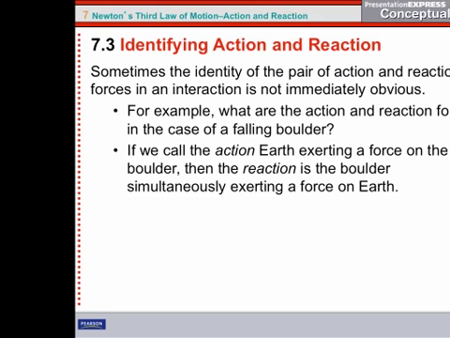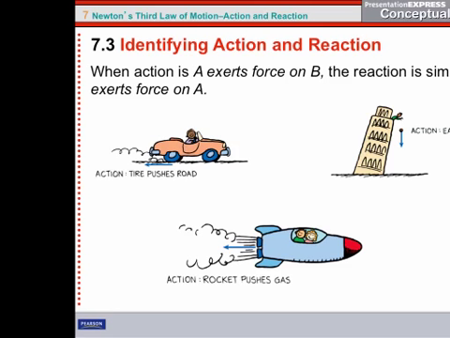Alright, so here's one that sometimes is a little bit more difficult. If we have a boulder that falls to the earth, we could say the action force is the earth applies a force to the boulder. What's sometimes hard to figure out is, well, what's the reaction force? Well, in this case, the reaction force is that the boulder is applying a force to the earth of equal and opposite magnitude. So whatever the force is on the boulder pulling it down, that boulder is applying the same force on the earth pulling it up.